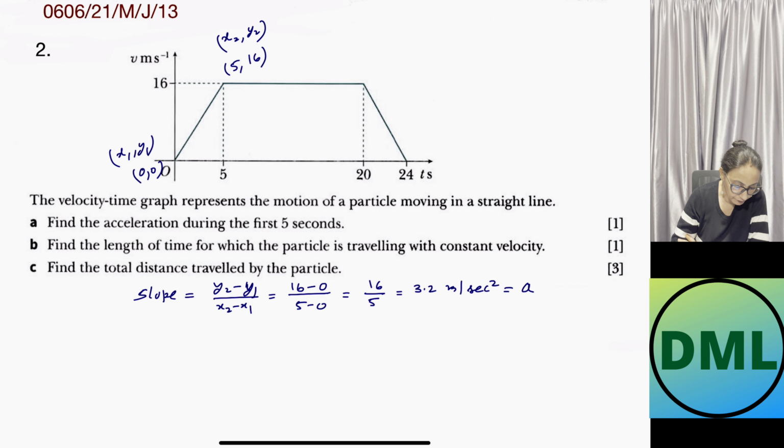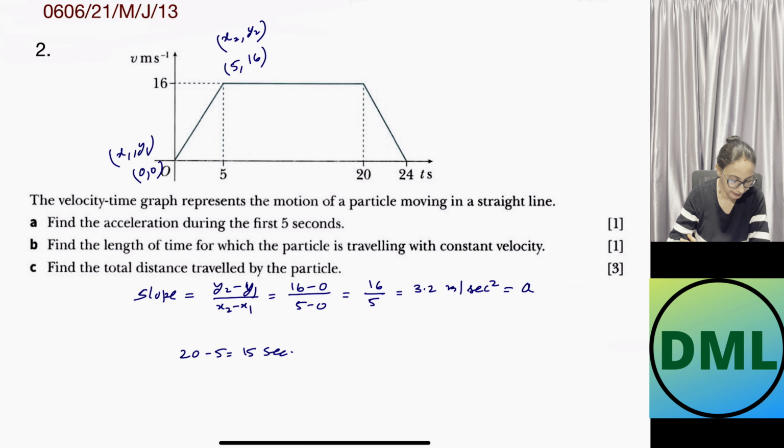The particle from time t equals 5 to t equals 20 seconds is going at a constant velocity. He is not changing his velocity. I need to calculate the length of this time. Length of the time will be 20 minus 5. Let's write down here: 20 minus 5 is 15 seconds. That will be my second answer.